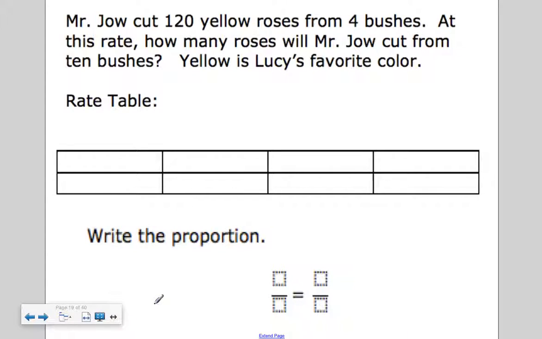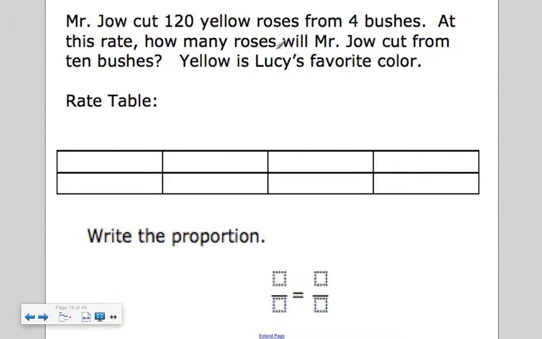Mr. Joe cut 120 yellow roses from 4 bushes. At this rate, how many roses will Mr. Joe cut from 10 bushes? Yellow is Lucy's favorite color. So I can create a rate table or I can rewrite it using a proportion. Which one do I prefer? Let's start with the rate table.